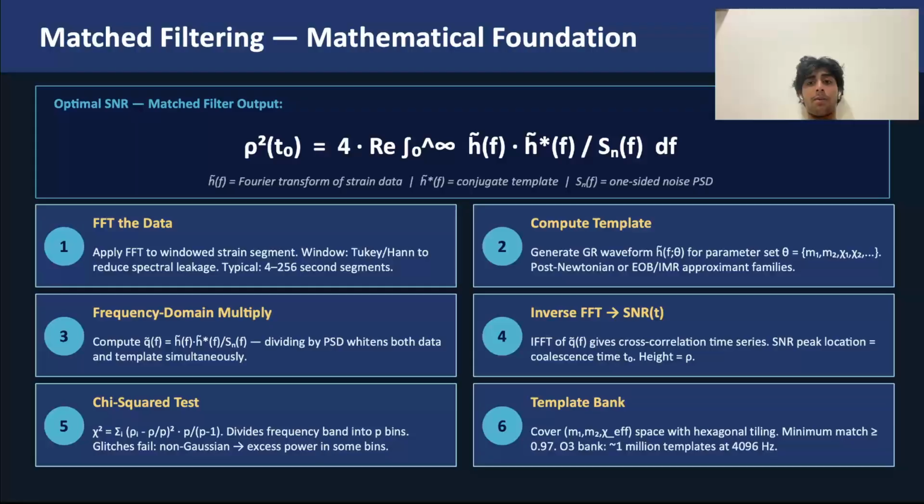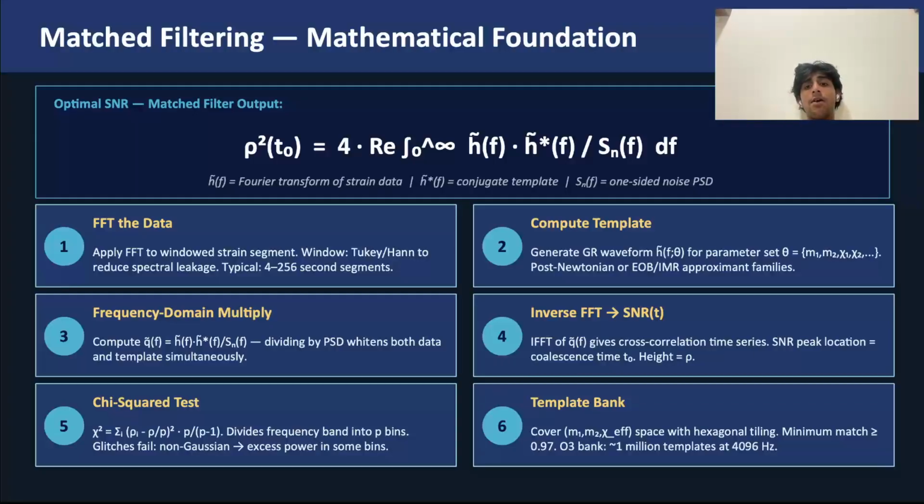The SNR formula: Fourier transform the data, multiply by the conjugate template, divide by the noise PSD, and integrate the entire thing. The division by Sn of f is the key. Frequency dependent weighting that automatically penalizes noisy bands and trusts clean ones. Now, the result is a single optimal number. How much does this data look like this template, weighted by where the detector is reliable.